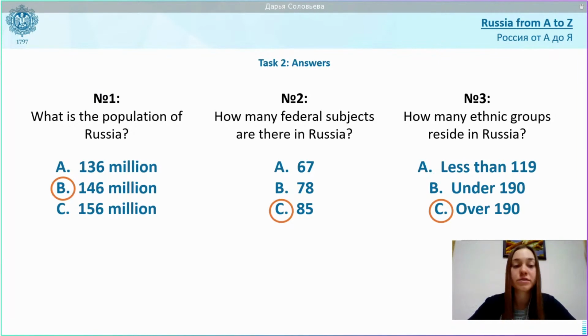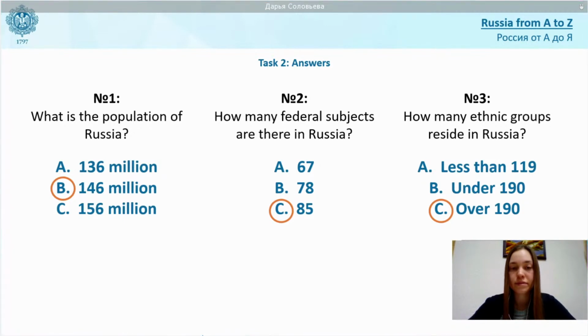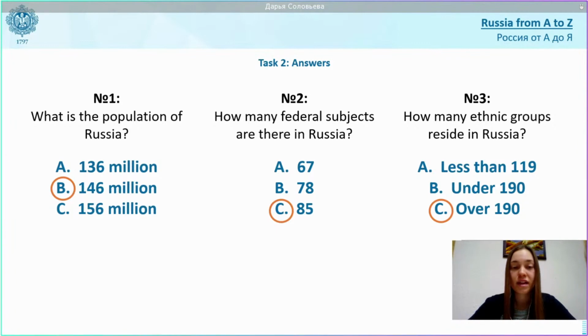There are 146 million people in Russia. And the next question. There are 85 federal subjects in Russia. That's a lot. 85. That's a lot. How many of them have you visited? And the last question, the answer to the last question is over 190.